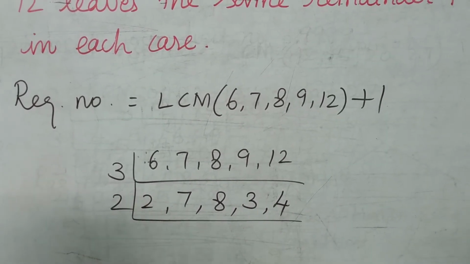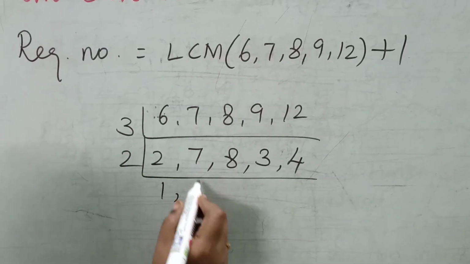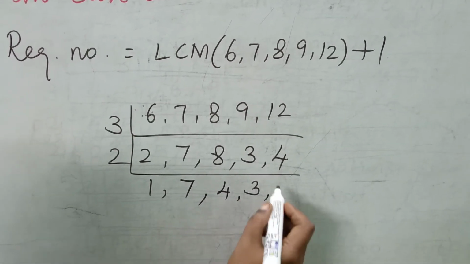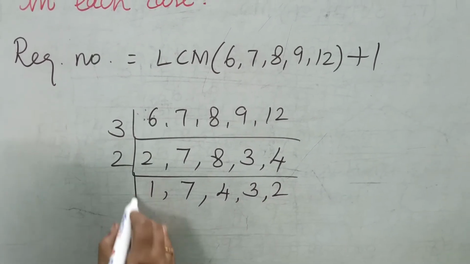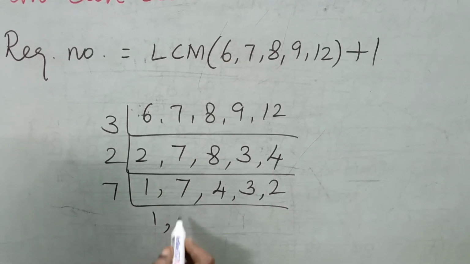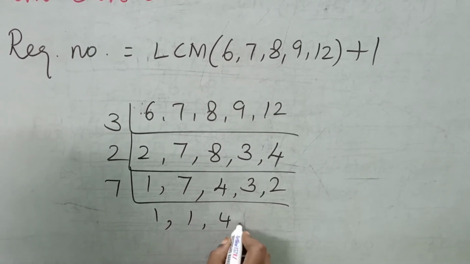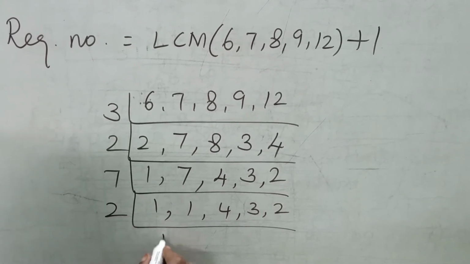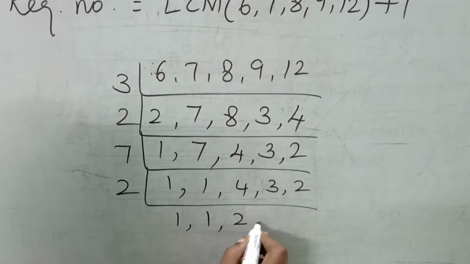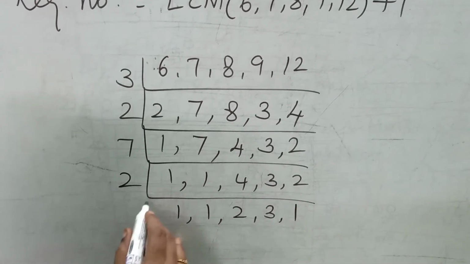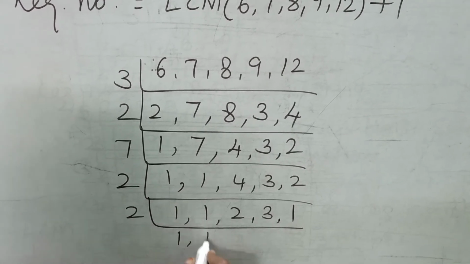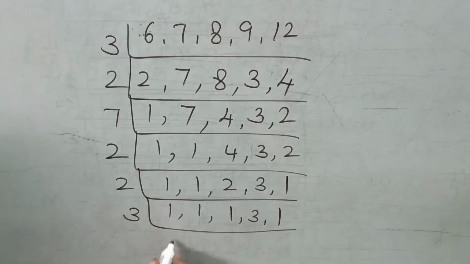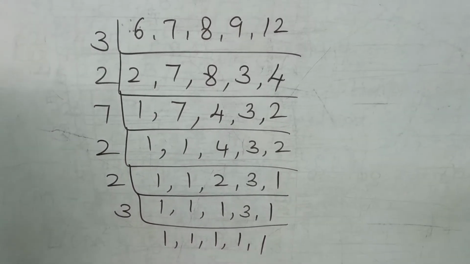Next, I am going to divide by the 2 table. 2 divided by 2 is 1. 7 is not divisible. 8 divided by 2 is 4. 3 is not divisible. 4 divided by 2 is 2. Again, divide by the 7 table. 7 divided by 7 is 1. 4, 3, 2 are not divisible, therefore I wrote them as it is. Next, by the 2 table: 1, 1, 1. 4 divided by 2 is 2. 3 is not divisible. 2 is 1 time. Again divided by 2: 1, 1, 1, 3, 1. Divide this by 3: 1, 1, 1, 1, 1.